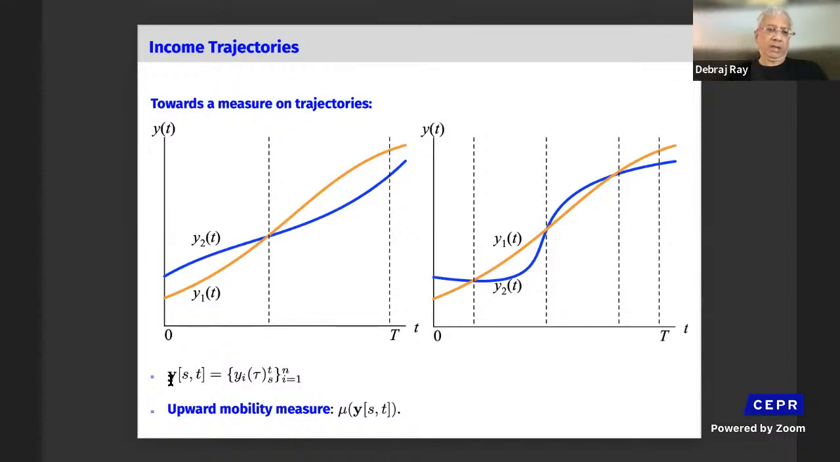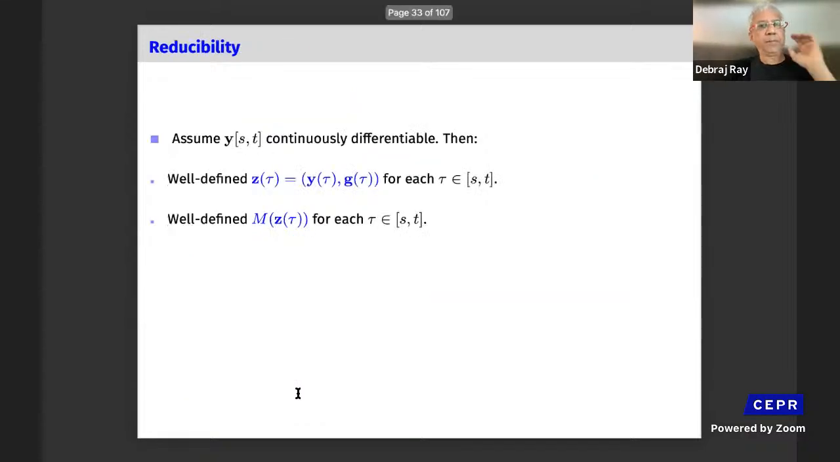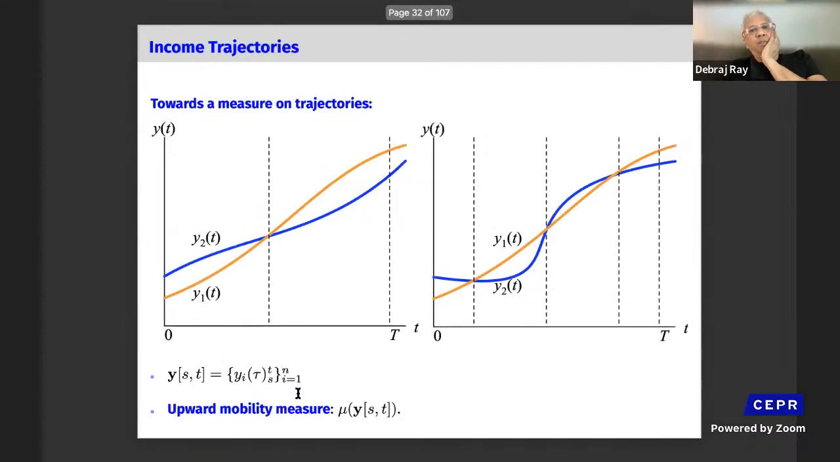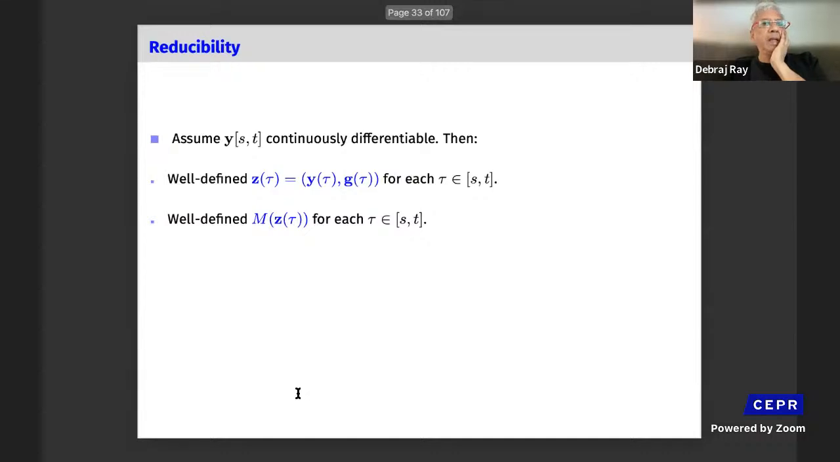Okay, so this one is a collection of yi of tau, where each yi of tau is like a string laid out on this diagram. And an upward mobility measure takes these trajectories, which are very high dimensional objects, and spits out a particular number for you. But now, of course, we have to deal with the question of income crossings and so forth. So on this measure, I'm going to place two conditions, and let me describe those conditions for you.